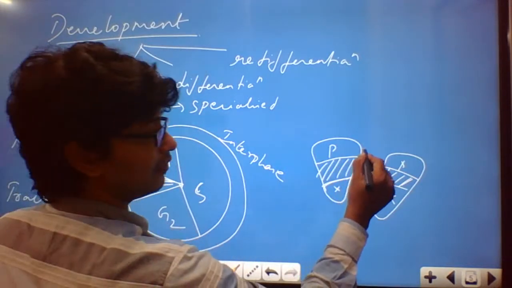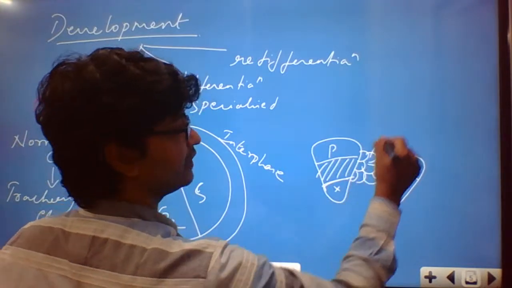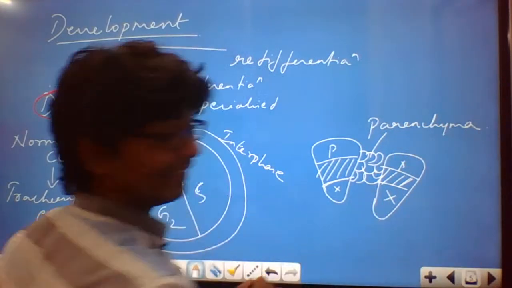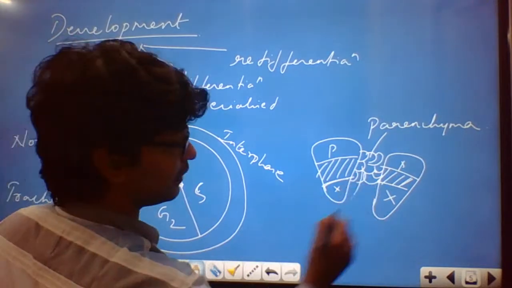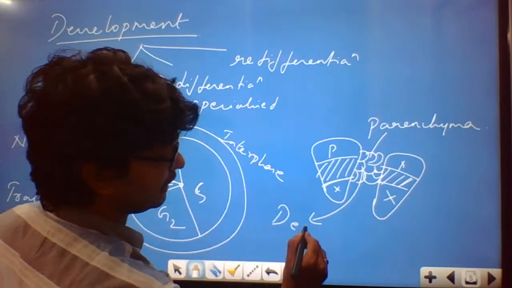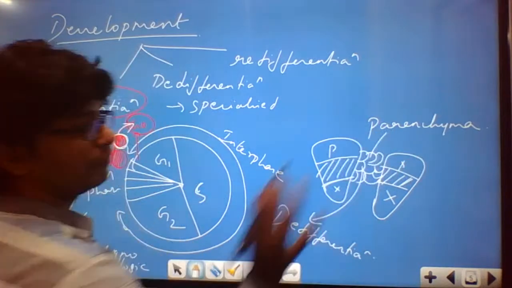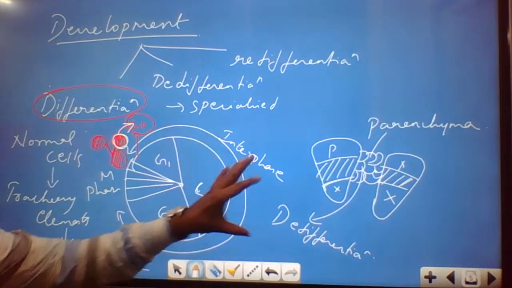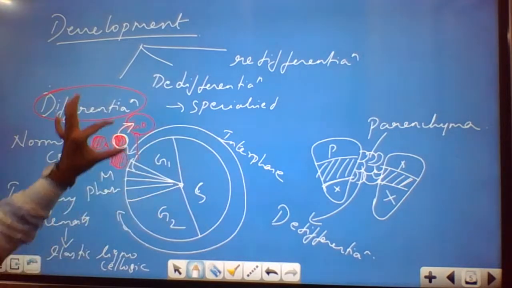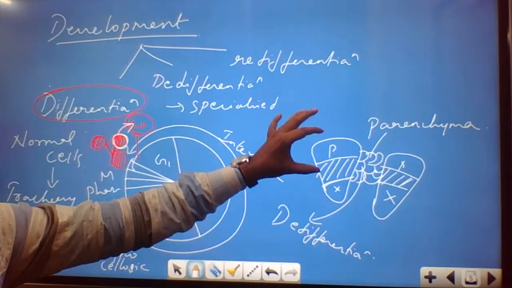So the normal cells have now become specialized cells, and they are not going back to interphase. For example, take parenchyma cells, which go to the next phase called de-differentiation. These cells are not going through the cell cycle and not getting divided; they are converting to specialized cells. The normal cells have now been converted to parenchymatous cells.